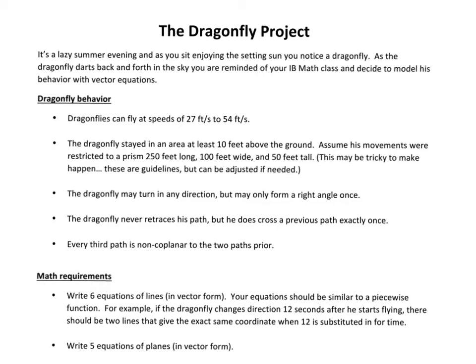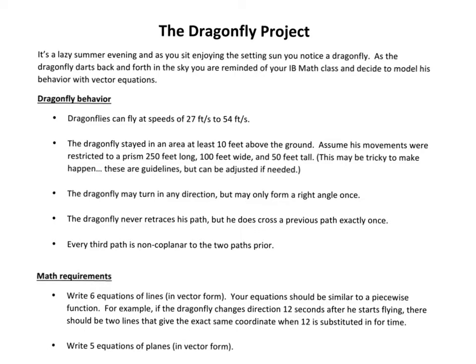Okay, so the way this works is, the story was I was sitting on my front steps watching a dragonfly one day. I noticed the different lines that he was traveling through in space, and anyway, I turned it into a project. So yay, you're welcome. Okay, so I researched it, and I found that dragonflies can fly at a speed from 27 feet per second to 54 feet per second. So what I would do, if I were you, is keep everything in terms of feet and seconds.